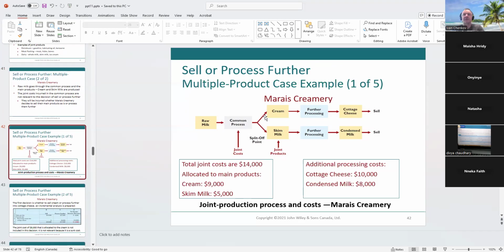So the first option is we go with the cream. With the cream, we can sell it as cream, or we can process further and sell it as cottage cheese. With the skim milk, which is the other product that we can get from this raw milk, we can sell it as skim milk, or we can process it further and produce condensed milk and sell it as condensed milk.